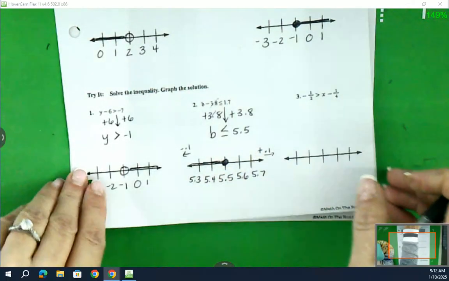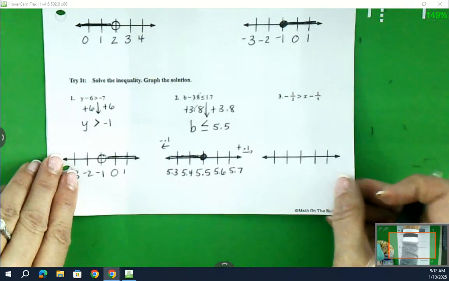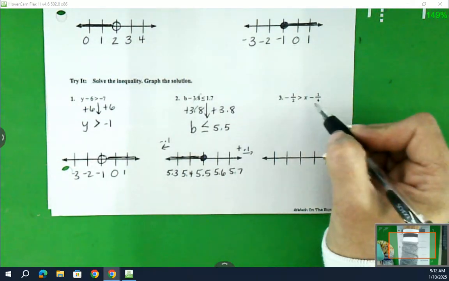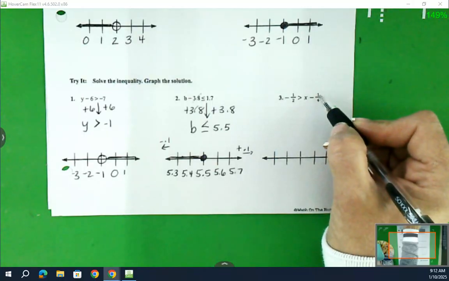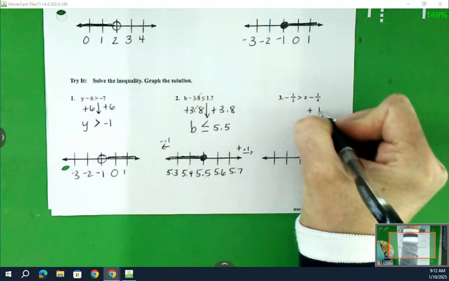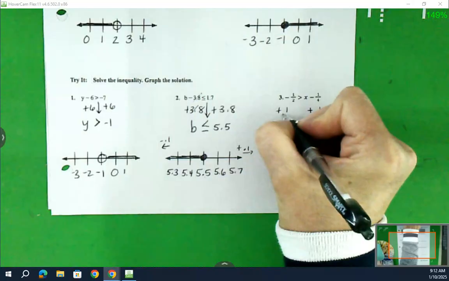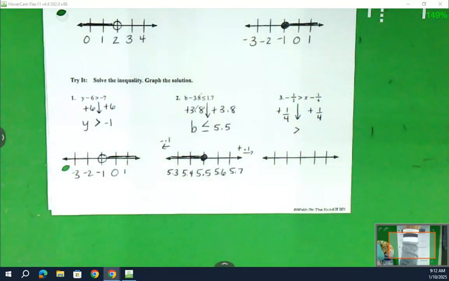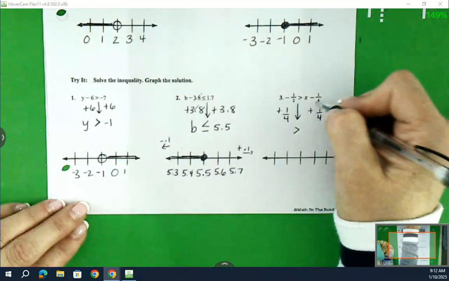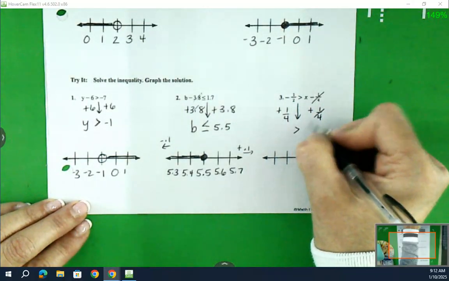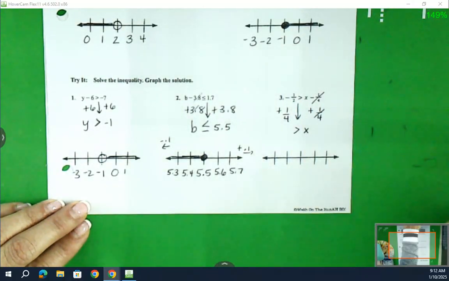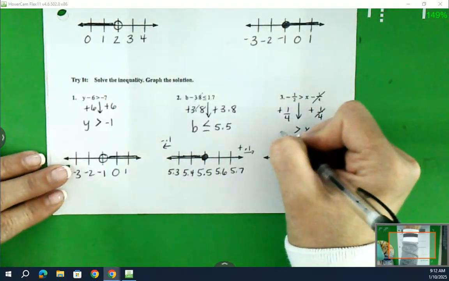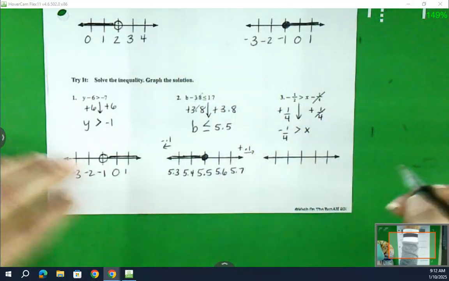All right, question number 3. We have negative 1/2 is greater than x minus 1/4. So we're going to add 1/4 to both sides. And remember, you can use your calculator, alpha y equals, to get your fraction. Here we have our zero pair, opposites add up to 0, and we have our x. And negative 1/2 plus 1/4 ends up being negative 1/4.